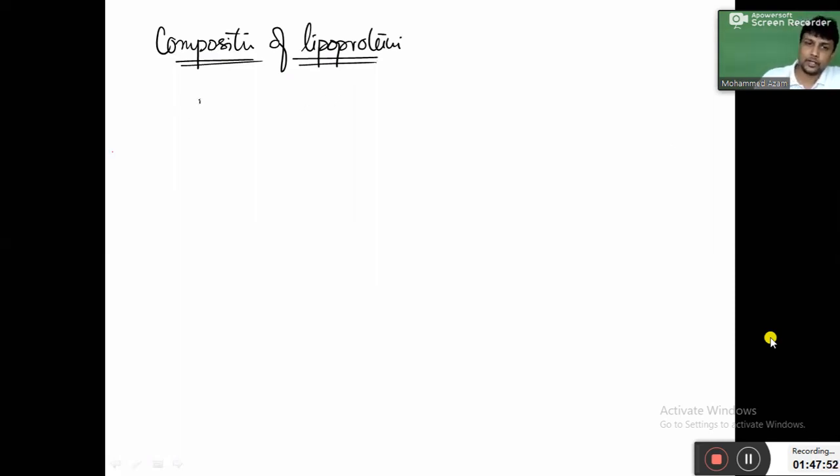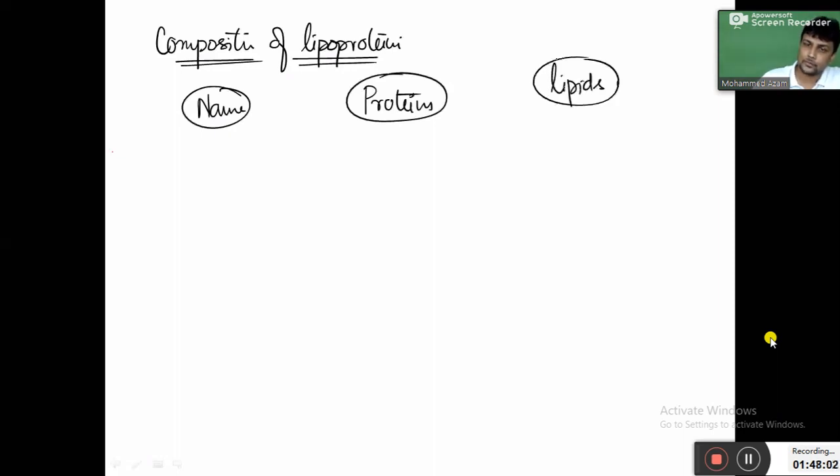So make a table, name of the lipoprotein, and then we are going to write down the proteins in them, and then we are going to write down the lipids in them. ठीक है जी? तो lipoprotein का composition. Come on, I don't have to teach you people right now. It's you people who are going to help me out right now. Number one will be chylomicron. What are the proteins present in chylomicron, guys? Chylomicron protein will be apoprotein B48, then apoprotein E, and then apoprotein C.